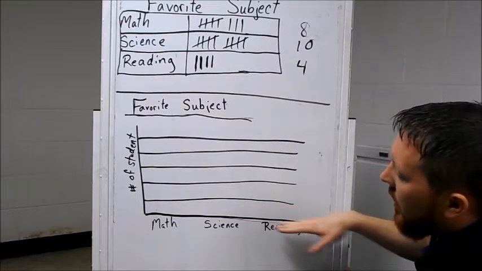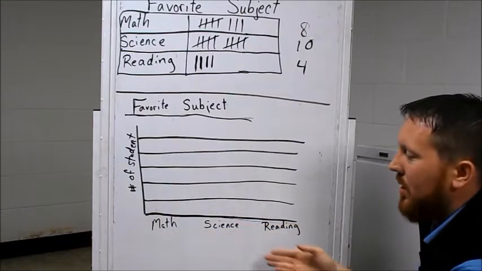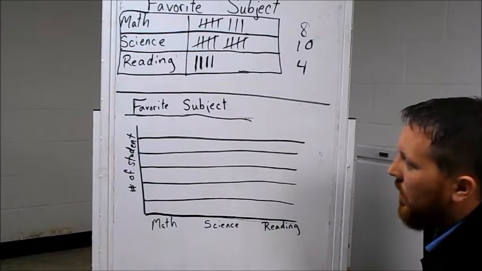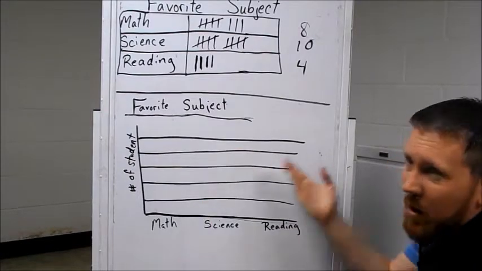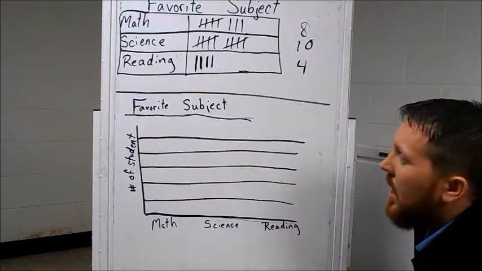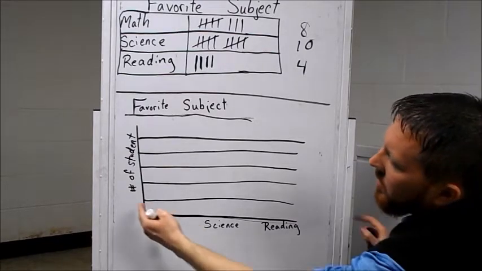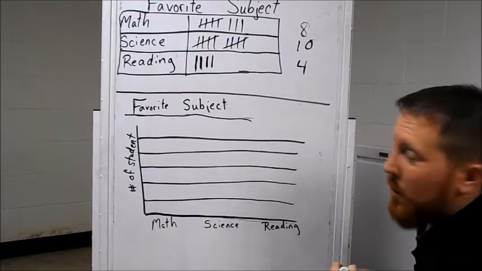With this bar graph, I have to label these X and Y axes. So down here at the bottom, I have to label what subjects I am talking about. The favorite subjects are math, science, and reading. And then I have these horizontal lines coming off to the sides, left and right, and I have to tell you what those stand for.